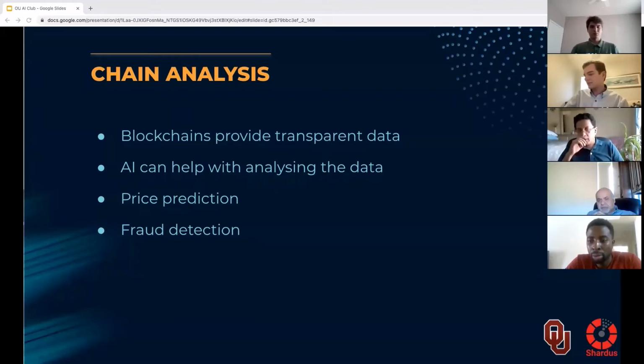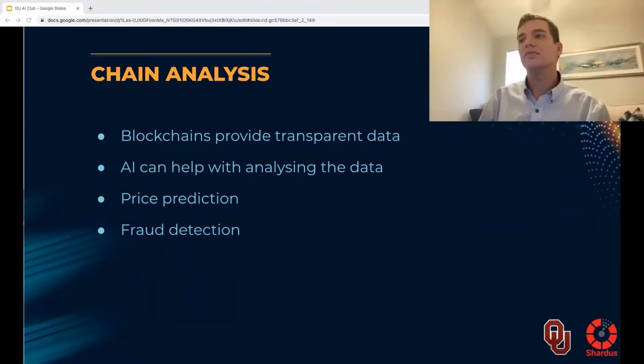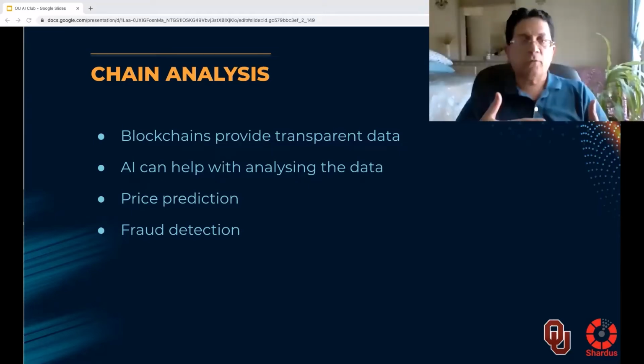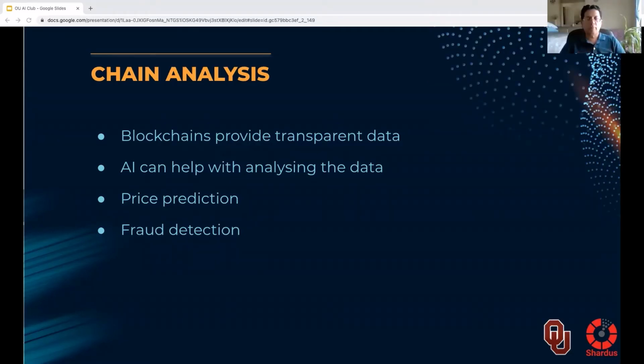So initially we were going to talk a little bit about the limitations of blockchain and so forth, but I thought I might change this up a little bit and talk about the connection between blockchain and AI. There are some areas that I can think of where there's going to be some overlap and synergy between blockchain and AI.